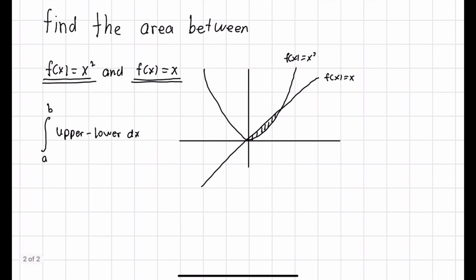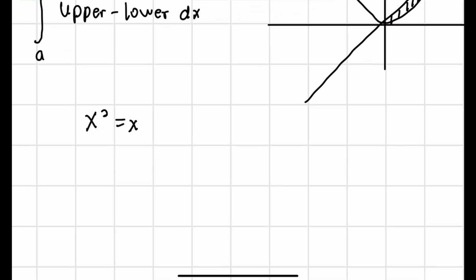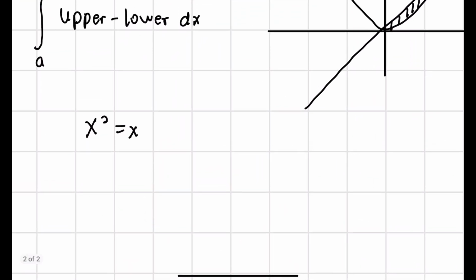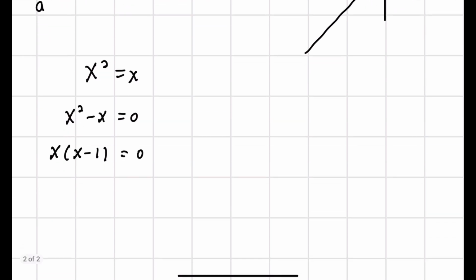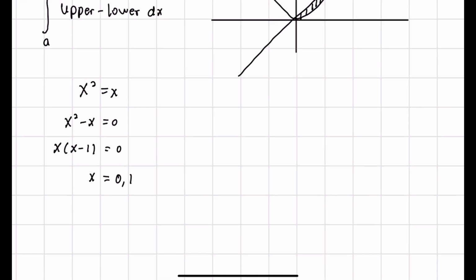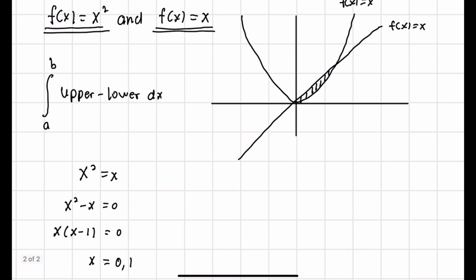So we first have to find where these functions intersect. So what we could do is set these functions equal to each other. So x squared equals x, and we could solve this equation now. So we could just move everything onto one side and factor it out. And that gives us x equals 0 and 1. So you can see here, x equals 0, and x equals 1.